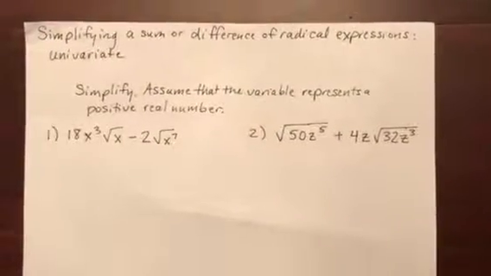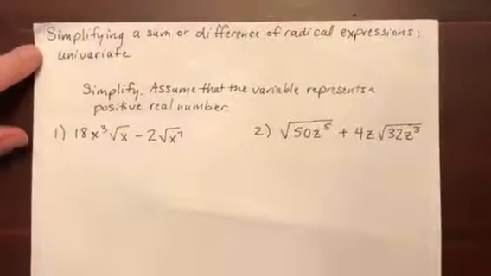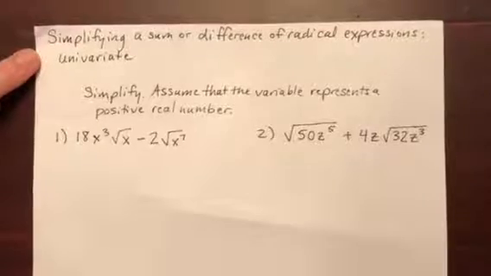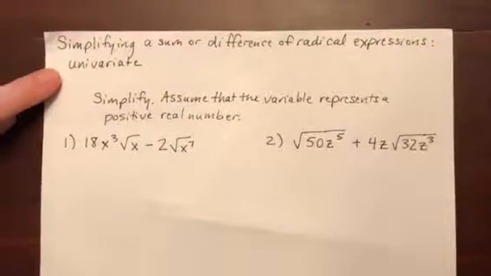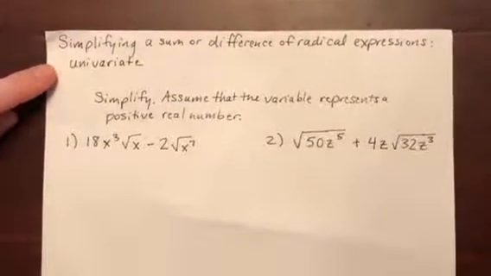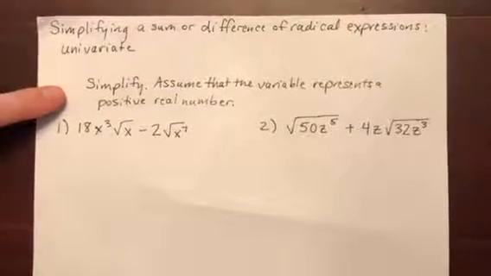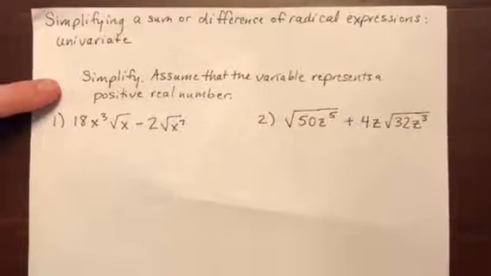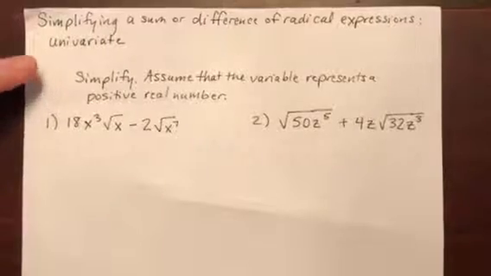Math 97, Quiz 4 Topics. Simplifying a sum or difference of radical expressions, univariate. Our directions say, simplify, assume that the variable represents a positive real number.